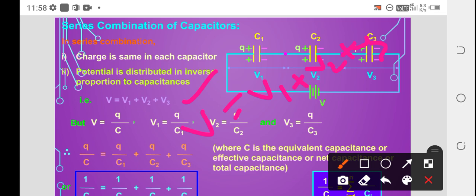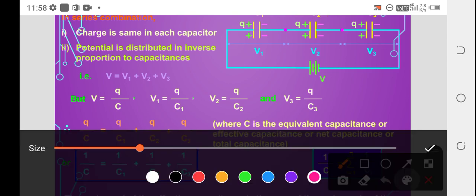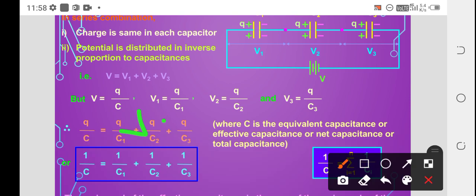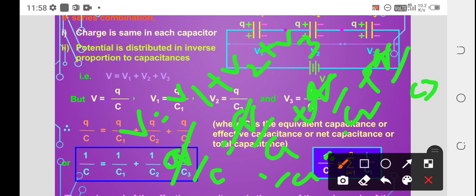But you know very well what V is, from C equal to Q by V, then V equal to Q by C. So V equal to V1 plus V2 plus V3. From the capacitor formula, V equal to Q by C, so Q by C1, Q by C2, Q by C3. You know Q is common. Then what will you get? 1 by C equal to 1 by C1, 1 by C2, 1 by C3.